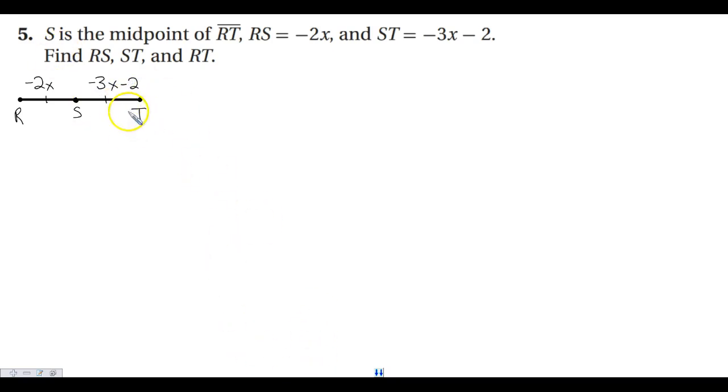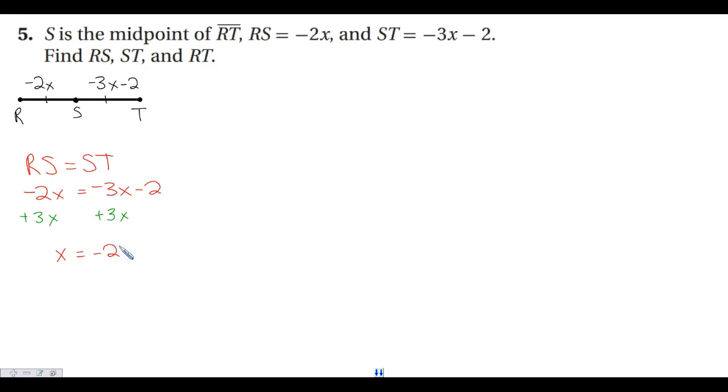All right, so now, again, because I have a midpoint, I know that it's bisecting my segment or cutting my segment in half so that these two pieces are equal. So I know that RS is equal to ST, and I can set negative 2x equal to negative 3x minus 2. Okay, so from here, I'm going to take what will end up being my larger coefficient. I'm going to add 3x to both sides. And this is going to give me that x is equal to negative 2.